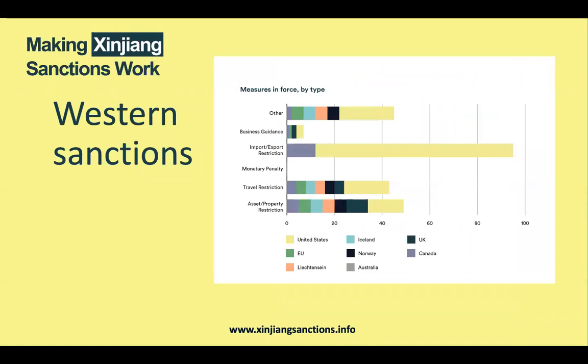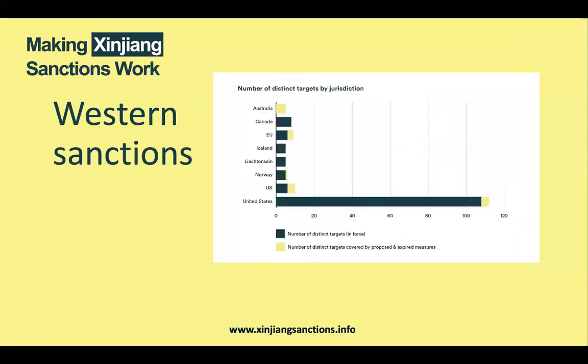Import and export controls are the most numerous measures, but are currently focused in the US and Canada. Asset freezes and travel restrictions are being used by a broader set of countries. While the US has measures in place against 108 targets, elsewhere the target sets are a small fraction of this size. 36% of all measures turn out to be targeted at just 4 individuals, senior CCP officials in Xinjiang, and 3 entities, including the XPCC.